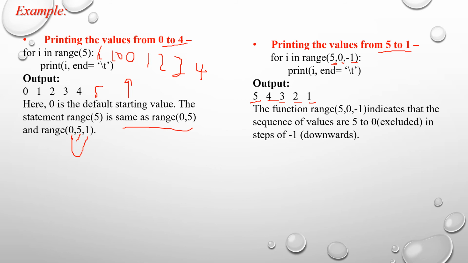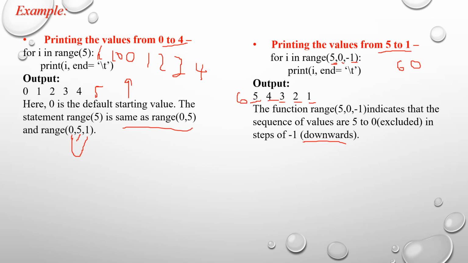So the function 5, 0, -1 indicates that the sequence of values is from 5 to 1. So 0 is excluded because the end value is excluded, and the step of -1 goes downwards. So here we are going to print 5 to 1. In the case of 6 to 0, the interpreter is going to print the values from 6 to 1.